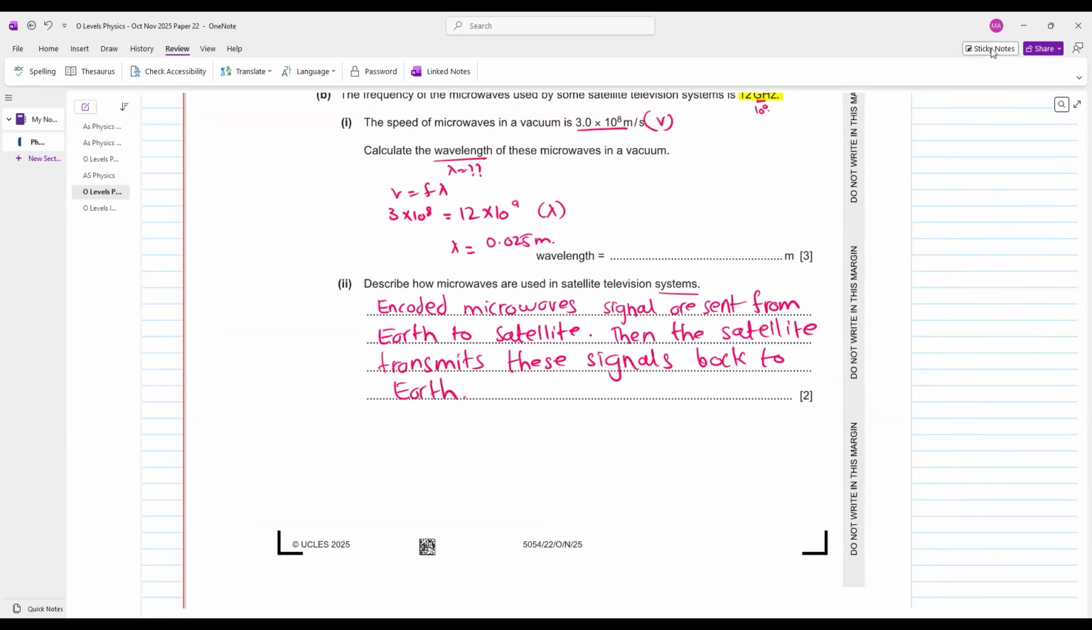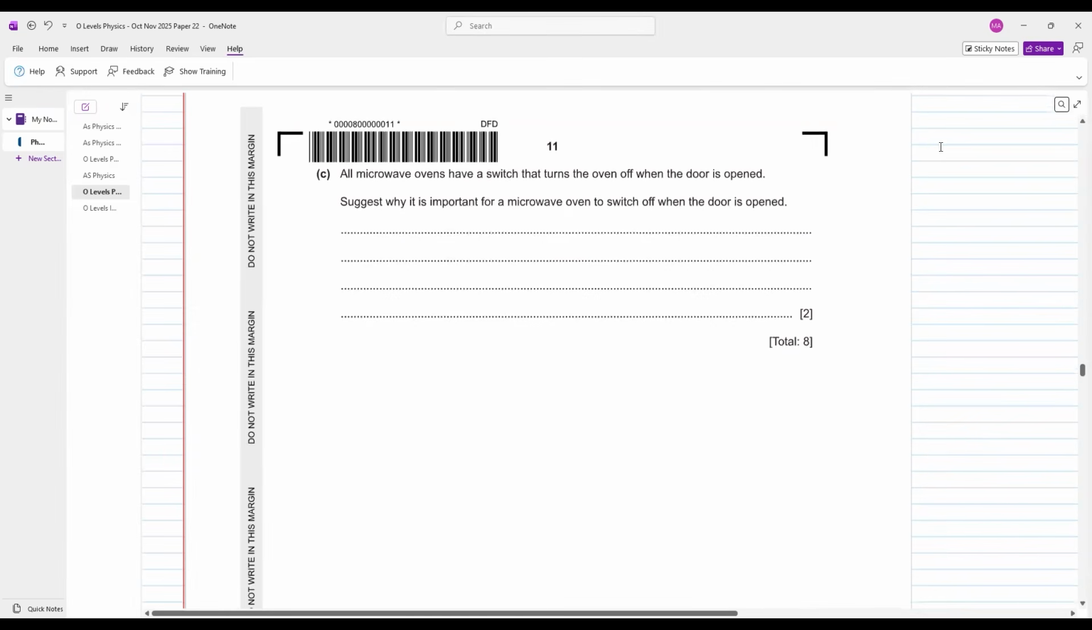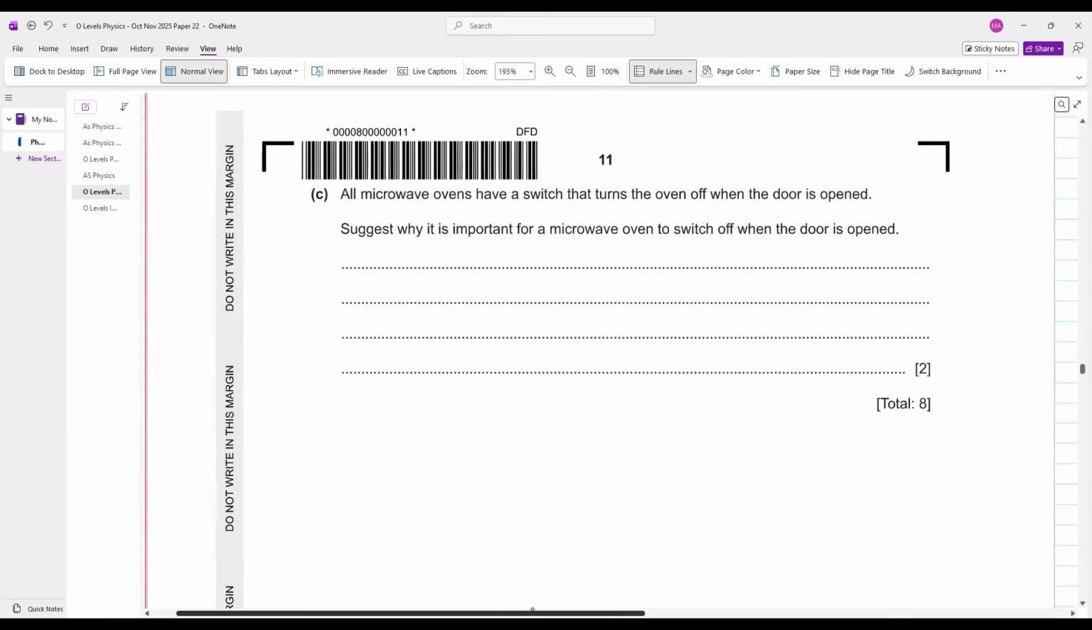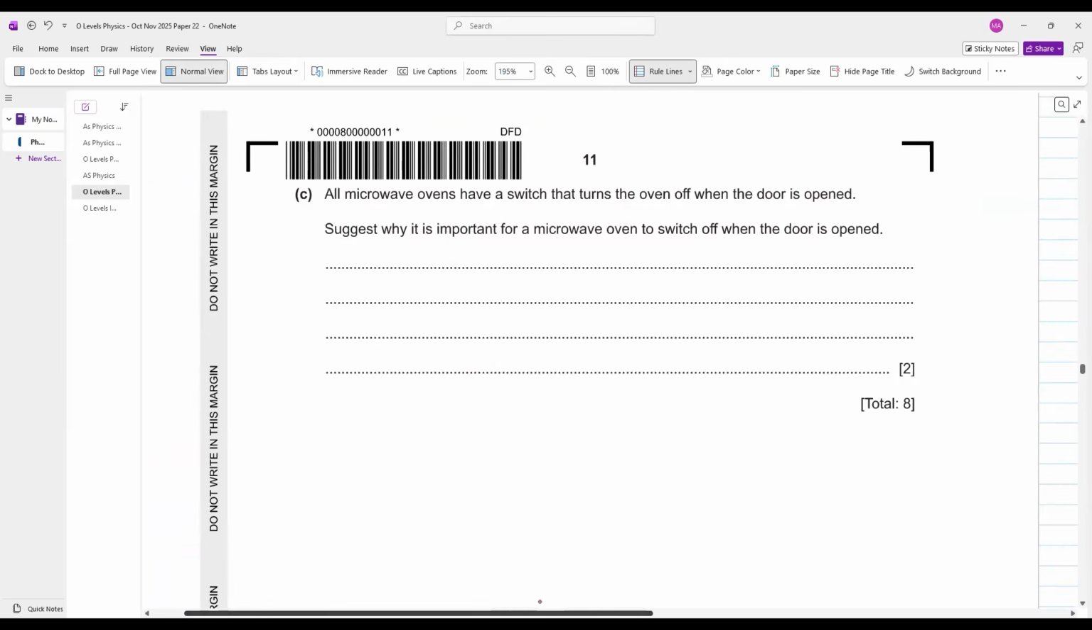लेट्स मूव अहेड. अच्छा जी, आगे क्या लिखा हुआ है? ऑल माइक्रोवेव्स, ठीक है. All microwave ovens, okay. All microwave oven have a switch that turns the oven off when the door is open. अच्छा जी, जब आप डोर ओपन करते हो तो माइक्रोवेव ओवन स्विच ऑफ हो जाता है. एक्सप्लेन why it is important for the microwave oven to switch off when the door is open. जब डोर ओपन होता है तो माइक्रोवेव ओवन क्यों स्विच ऑफ हो जाए भाई? To prevent the microwaves from escaping. Because if the microwaves escape from the oven, they can cause burns.